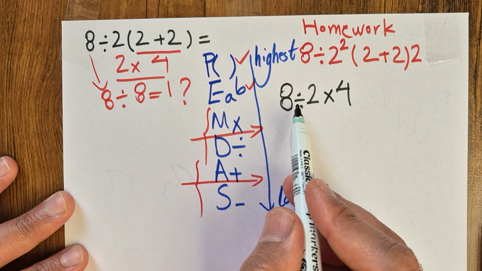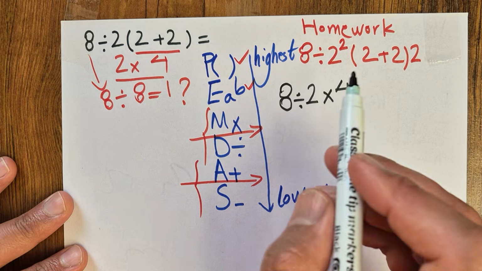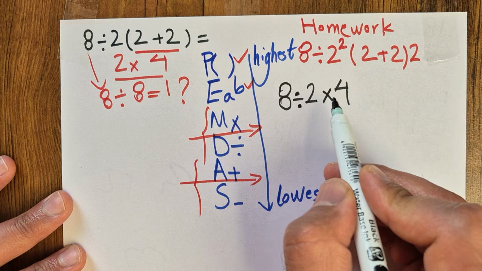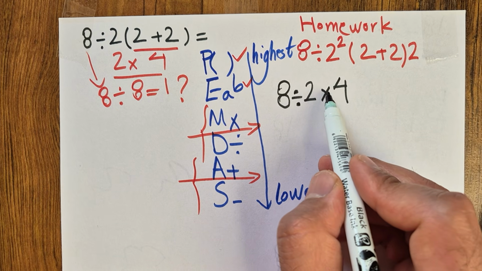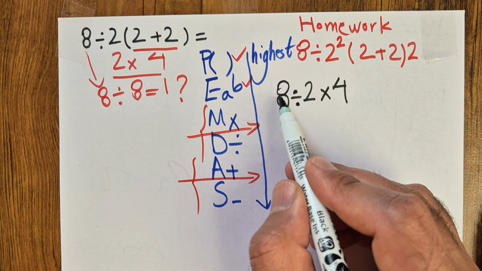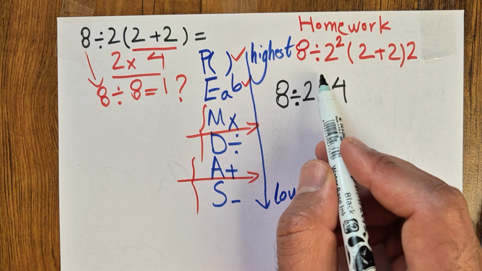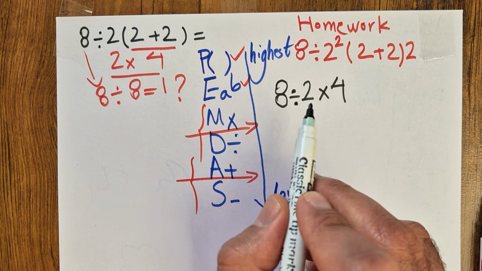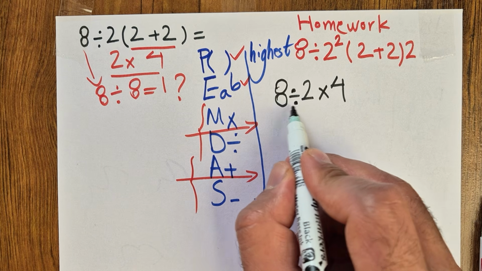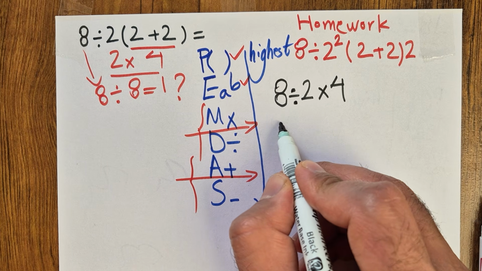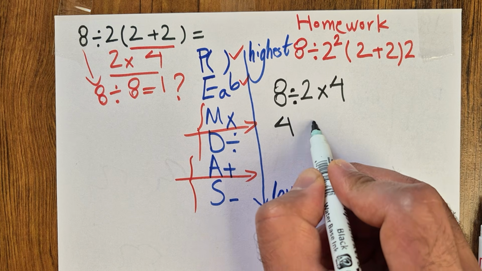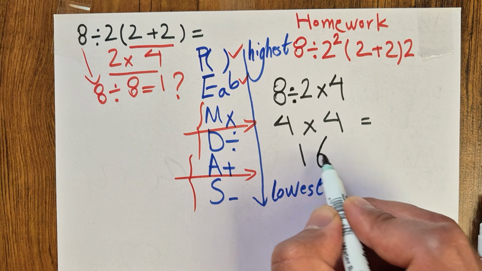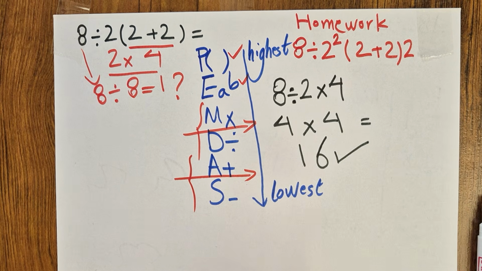So now we have multiplication and division, but you must go from left to right because they have the same priority. Some of you might think that multiplication has a higher priority than division, so you would go for multiplication first, but in reality, no. They all have the same priority. Go from left to right. So 8 divided by 2 gives us 4. Then 4 times 4 gives us 16, and that's the only and final answer.